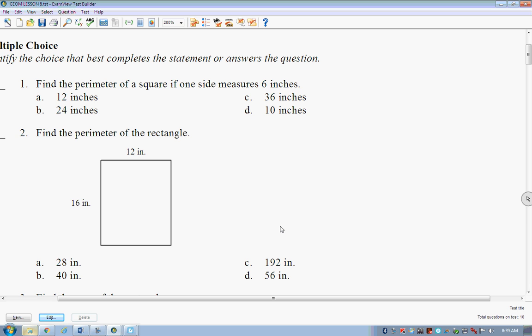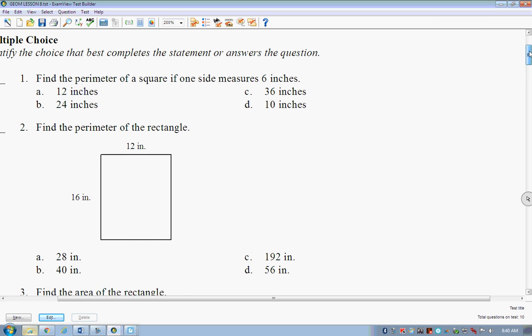Question number 1. Find the perimeter of a square if one side measures 6 inches. What do you do if it's a square? Anybody know why it's not side squared? Because we're not talking about area. This is asking for perimeter. 6 times 4 because all 4 sides are the same length. So make sure that you establish first what it is that I'm looking for before I use a formula that doesn't work to do that. So 6 times 4 is 24.